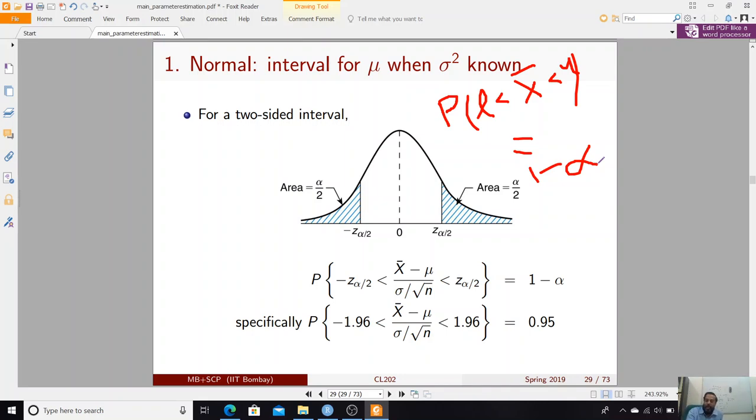Unfortunately, this is not a standard distribution. And so we could make it into a standard distribution by subtracting out the mean on both sides and dividing by the standard deviation of x bar, which is sigma by root n. And since you know sigma, you could actually go ahead and process this information. So if I can show it on the board, just to recap here.